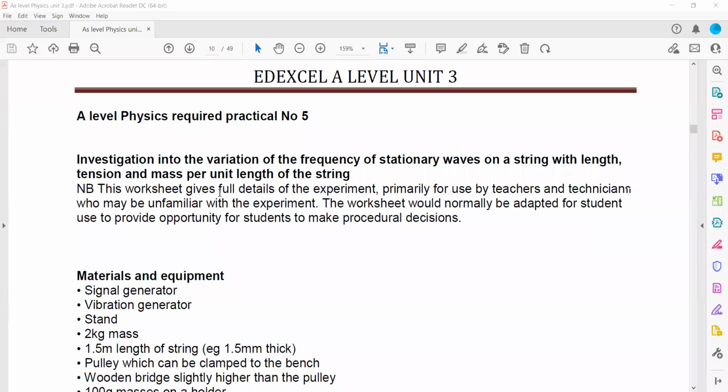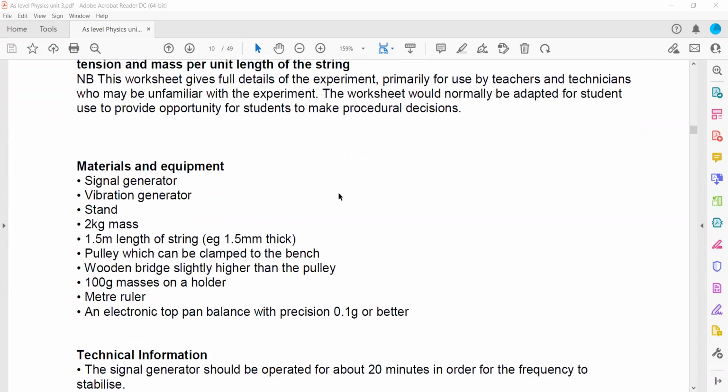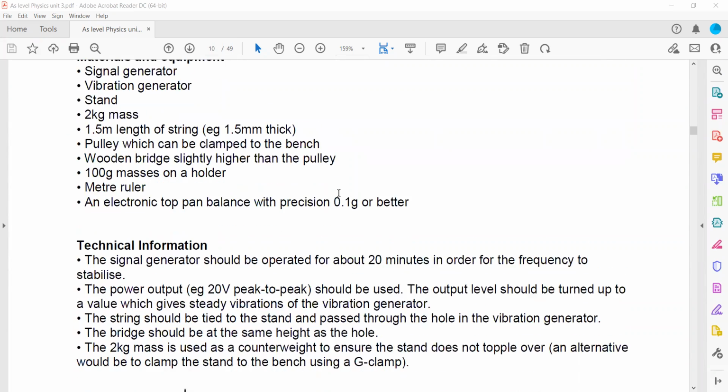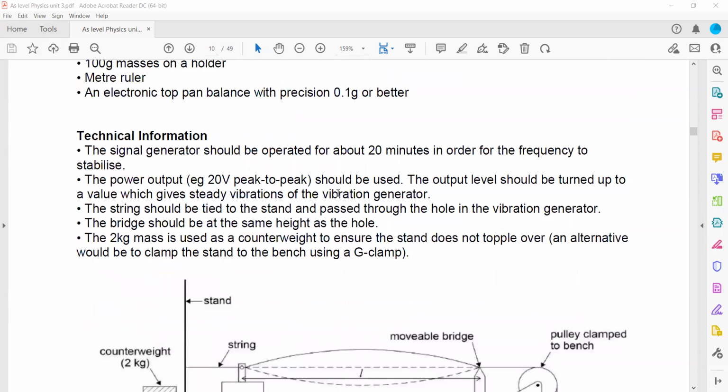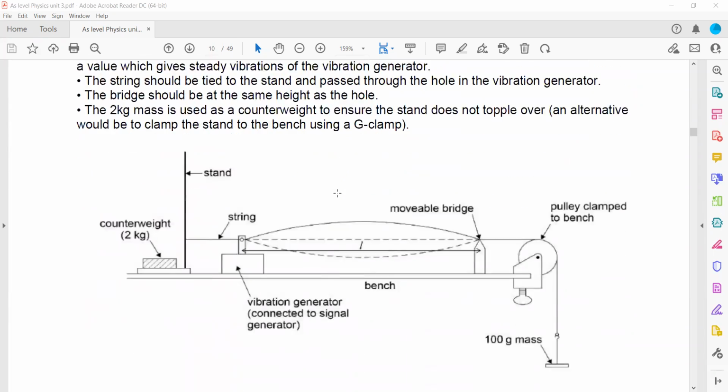Then investigating the variation of frequency of a stationary wave, a standing wave on a string, with length, tension, and mass per unit length. So we want to find how the length, the mass per unit length, or the tension can affect the frequency.